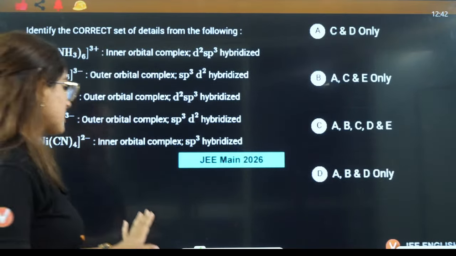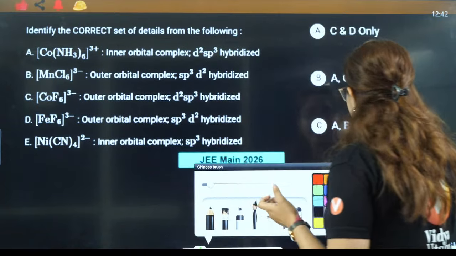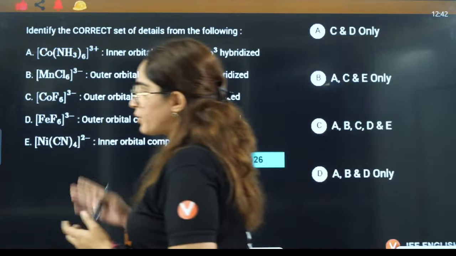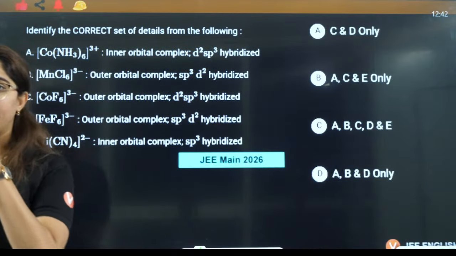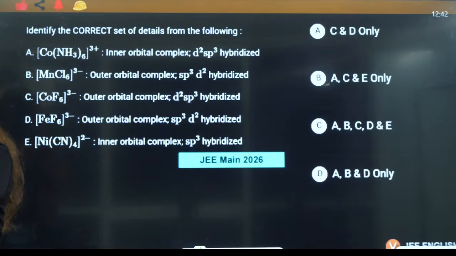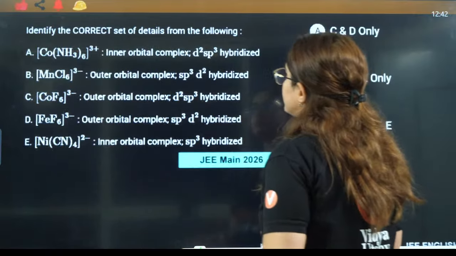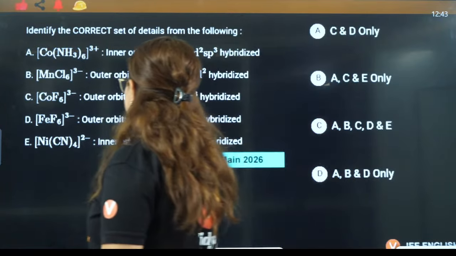Next question is again a JEE 2026 question, based on identifying the correct set of details from the following. You can see that in almost every shift they have asked a question based on VBT. In this case you have to tell about the details.